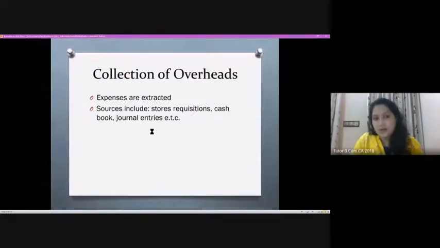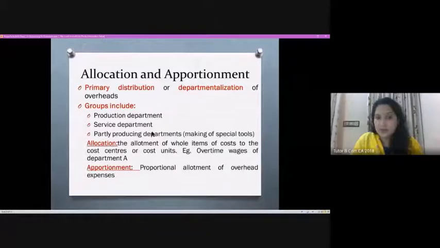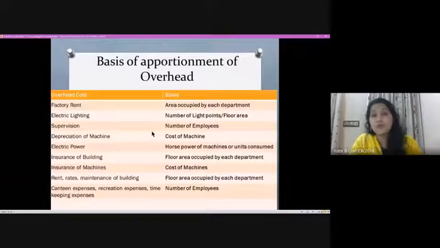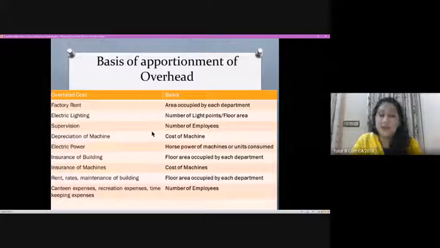Now, when we were talking about allocation and apportionment, we said that there are some bases on which we can apportion, we can proportionally allocate the expense to different departments. For example, in the case of factory rent, the logical basis for apportionment would be the area occupied by the department. Then we talked about lighting, where we said that light points or the floor area occupied by the department can be one logical basis. Likewise, we have discussed different bases on which we can go with the apportionment.